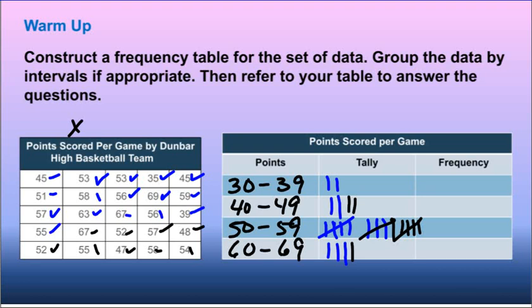In the 30s, we had 2. In the 40s, we had 4. In the 50s, we had 5, 10, 15. And in the 60s, we had 4. And the frequency should add up to the total number of games that they've played. And they have 1, 2, 3, 4, 5, 25 games. So if I were to add up all these numbers, 2 plus 4 is 6, plus 4 is 10, plus 5 is 15. Then you got your 25. So that is just an example of a frequency table.